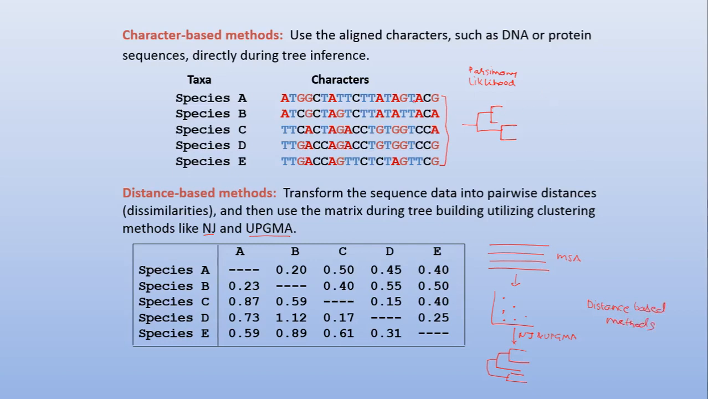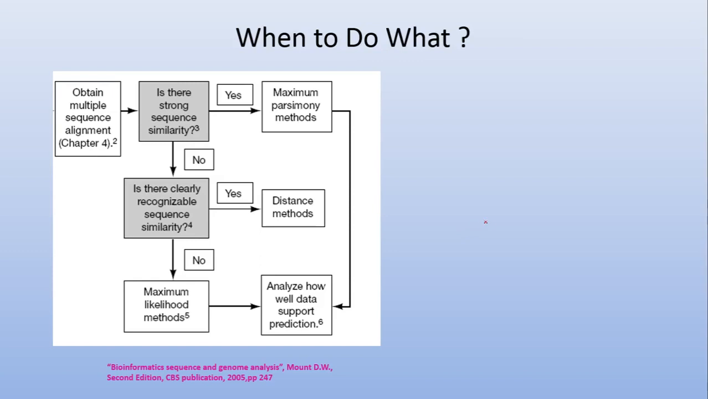And this is how you directly use the character information from your multiple sequence alignment and reconstruct the tree using character based methods like parsimony and maximum likelihood. So this is the basic difference between the character based methods and distance based methods. So now let us try to understand as to when do we use what type of method.